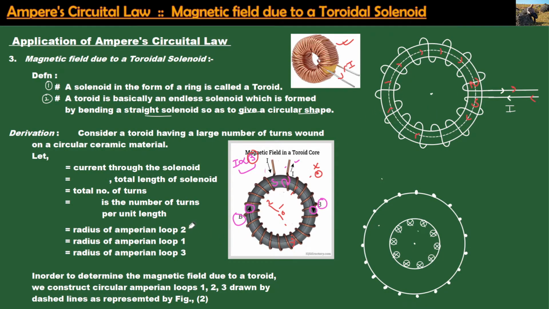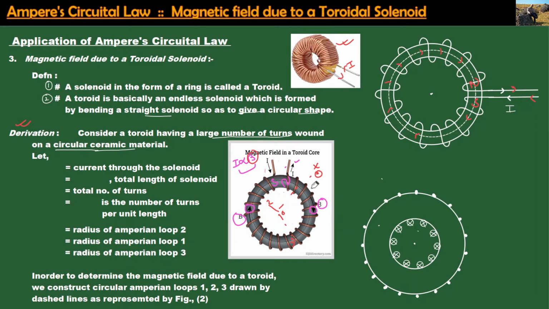Okay. Now we will go on into the description or derivation of that particular heading. So from here, let us assume that we have this toroid having a large number of turns, in the form of a circle, which is wound on this circular ceramic material. So this is that which we have written over there.